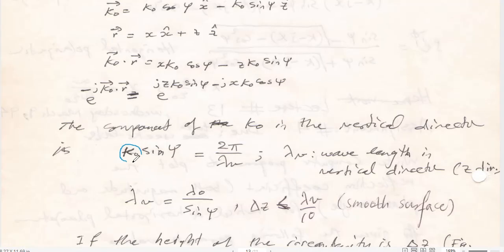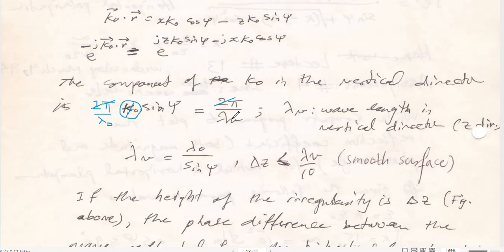We write here k0 equal 2 pi over lambda naught. Cancel 2 pi with 2 pi. And from this equation, if you invert this fraction, lambda v is equal to lambda naught over sine psi. So this is the vertical component wavelength in terms of the total wavelength, lambda naught in free space, over sine psi.